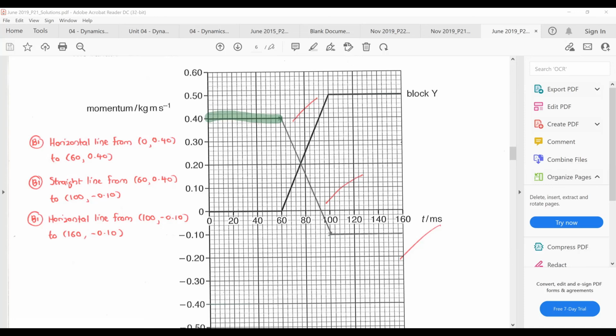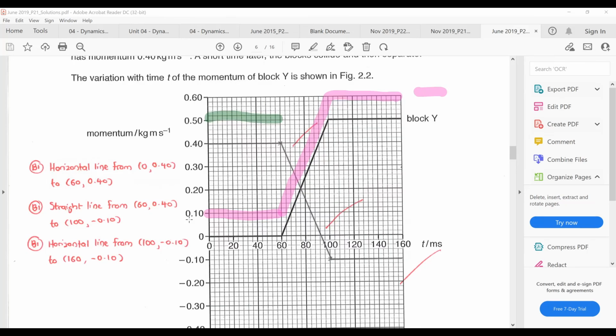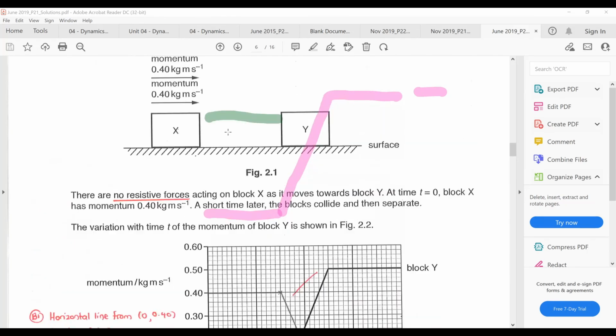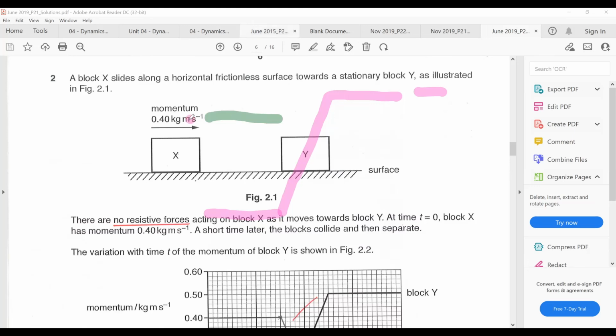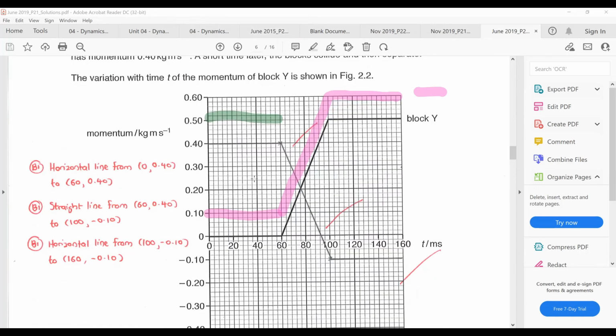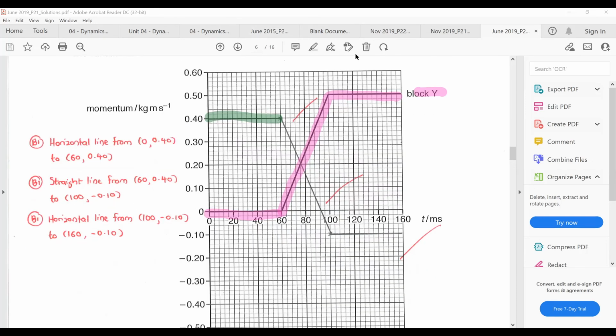The question already told you, let me just highlight a few things here for you. This part here that you see, the original diagram, is for block Y. They want you to draw the momentum for block X. Now, the first part of the graph for block X, you can do because you already know that the momentum was 0.4 kg meter per second. But then how did these other two lines come from?